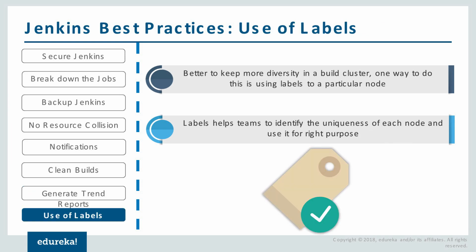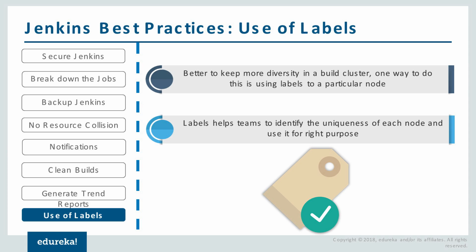Use of labels. Of course, in order to make your build more diversified, and if you have a very big cluster of multiple build slaves, labeling is very important. So one way to do this is using labels on a particular node. That way you have one label, and behind that label you have multiple nodes, and it helps you in load balancing as well if you have a lot of jobs of similar nature. And labels help teams to identify the uniqueness of each node and use it for the right purpose.